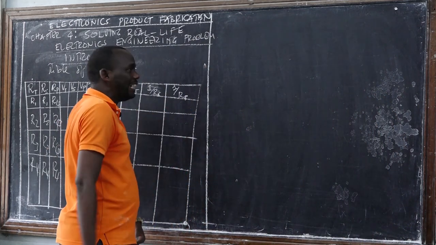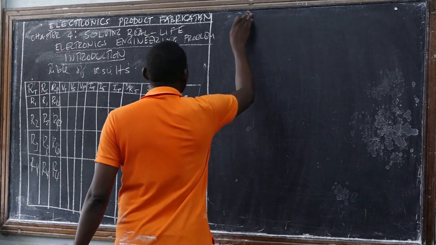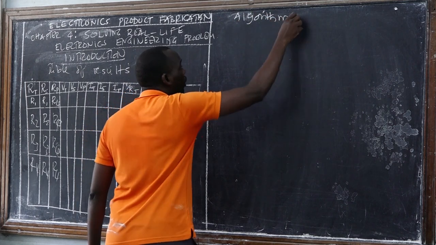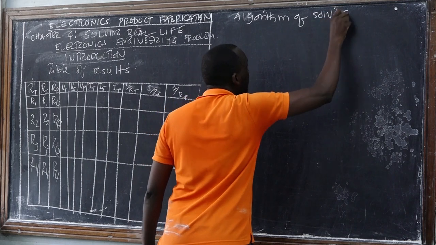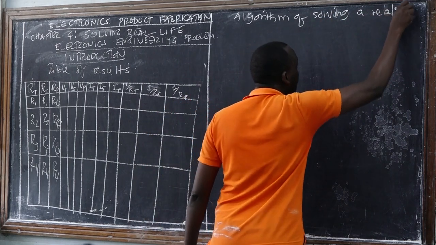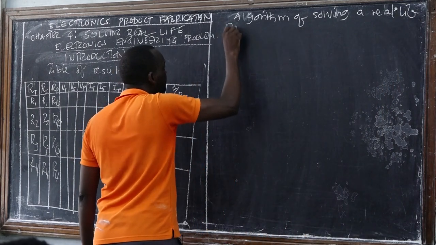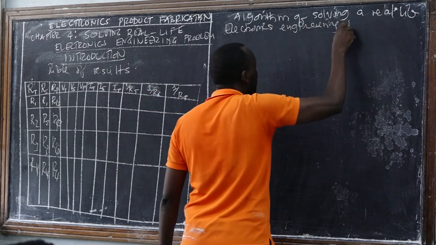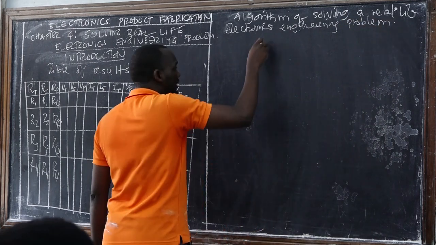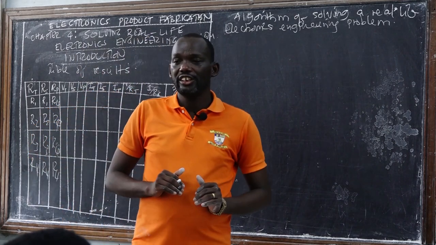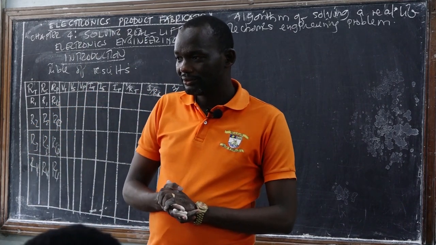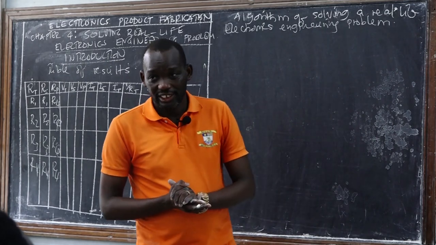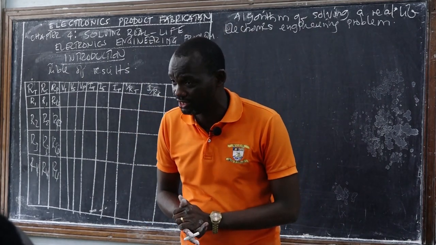Okay, if that is the case, let me state the problem. Then we say the algorithm of solving a real life engineering, electronics, or telecommunication problem: let me remind you, the key for any solution is identification of the problem. Stop writing and listen: the key for any solution is identification of the problem. We need a problem first.